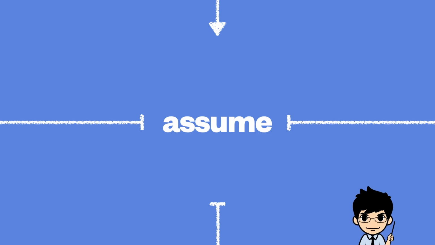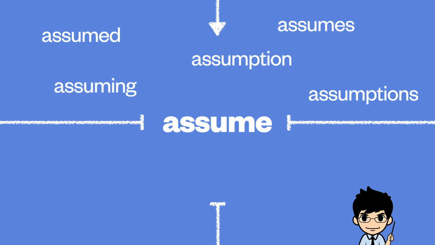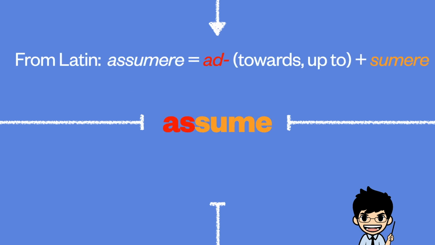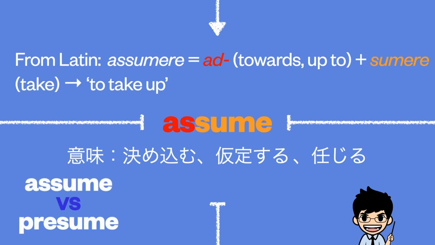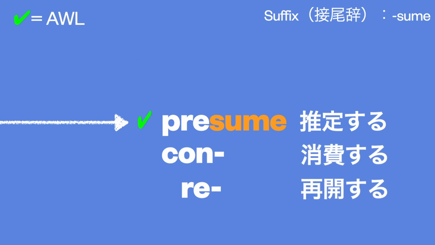Our fifth and final word is assume. The noun is assumption. You have assumed, assumes, assumptions, assuming. Assume also comes from Latin. It means to take up. A very common question is, what's the difference between assume and presume? They are in fact very close in meaning. Assume means to suppose with no evidence. Presume is usually used when you suppose based on probability. This time, let's go to the right first. We've already introduced presume. We have also consume, like consumption tax, and resume. Presume and consume are in the AWL.